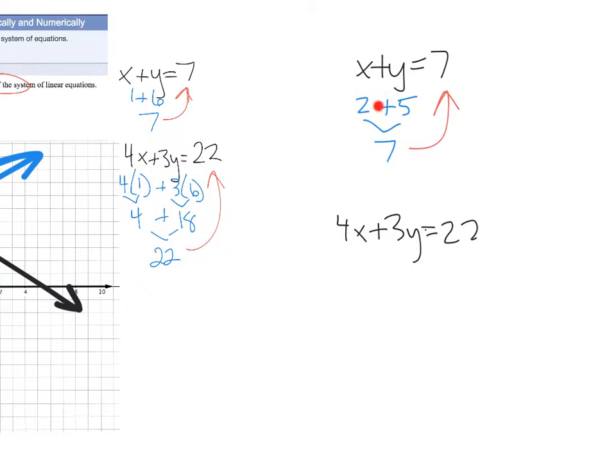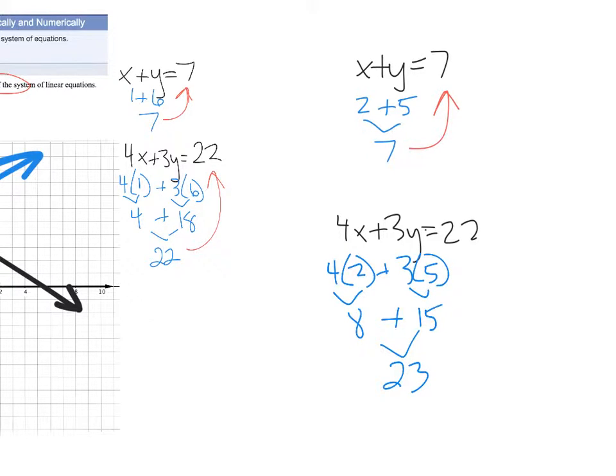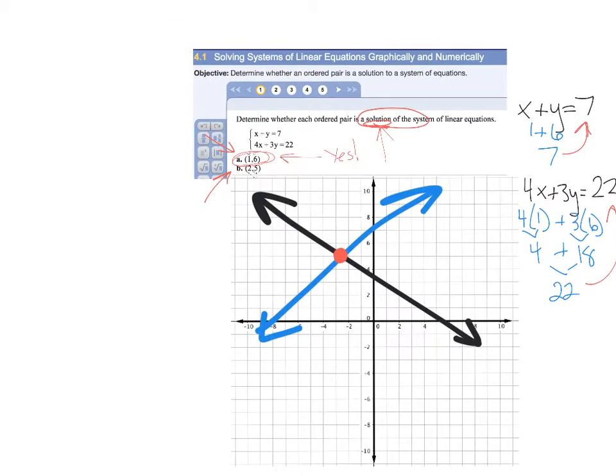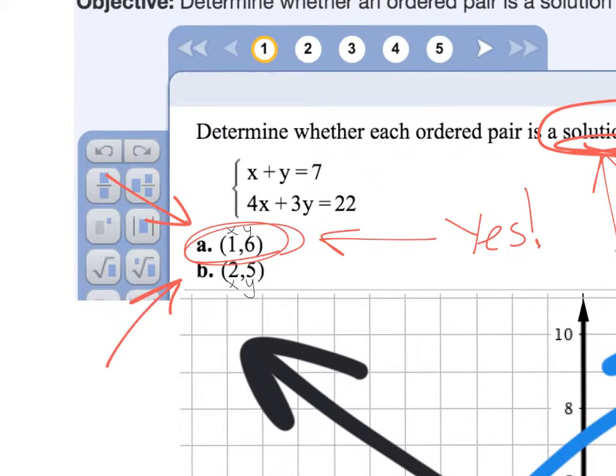But in order for 2, 5 to work, it's got to work in both lines. So down here, it's going to be 4 times 2 plus 3 times 5. 4 times 2 is 8, 3 times 5 is 15. That gives us 23, and 23 does not equal 22. So that says that 2, 5 works for the first line, but it does not work for the second line. So that tells us this is a big old fat no, because it does not work in both lines.